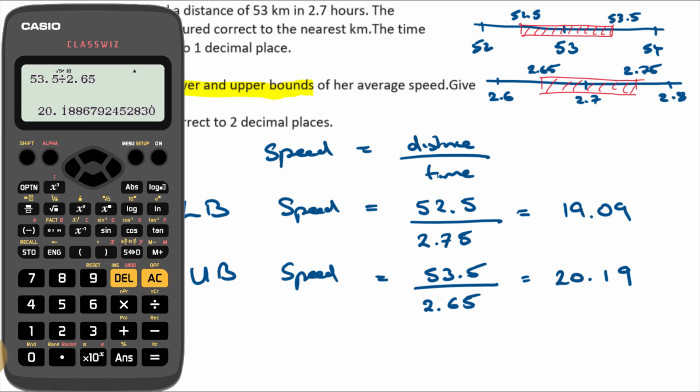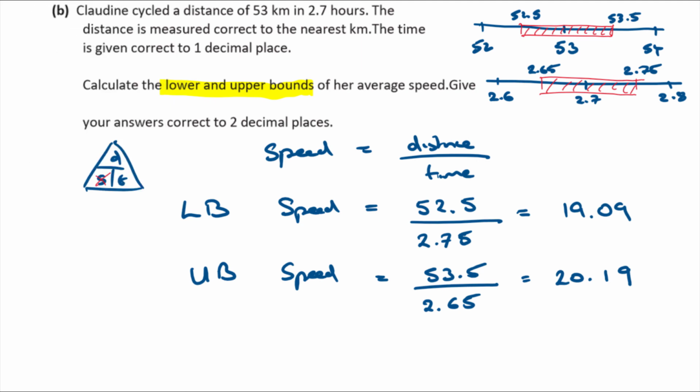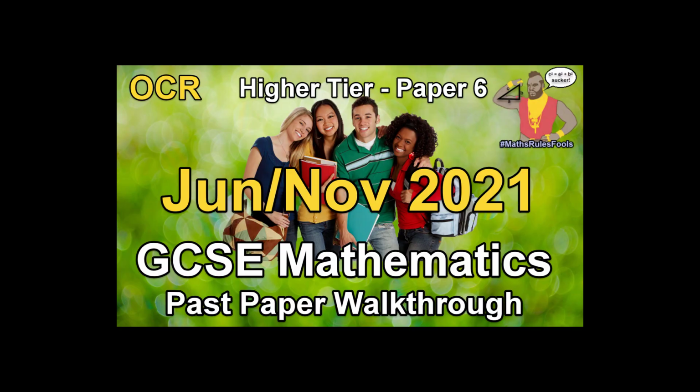Okay, so I've got the lowest possible speed by taking the smallest distance and dividing by the biggest time, and for the upper bound I took the largest possible distance and I divided it by the smallest possible time. Okay, and that ended up with the upper and lower bounds for my speed.